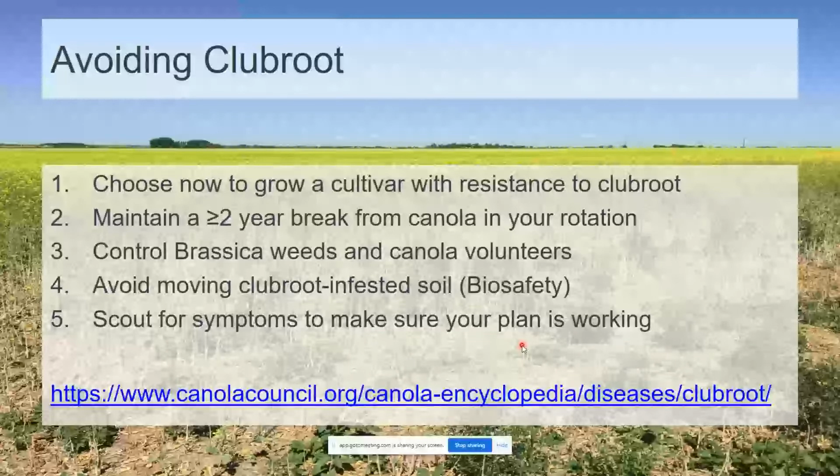Now, there's a lot of great information about clubroot management on the Canola Council's website, and I'm really just reiterating a lot of what's there just in bullet point form. But if you want more details, you can go to the Canola Council's website and learn a lot more about clubroot. Okay, so what if you already have it?